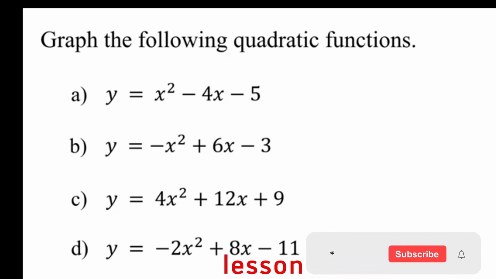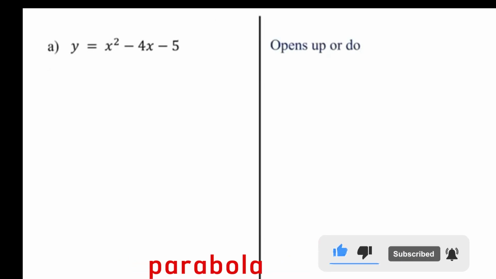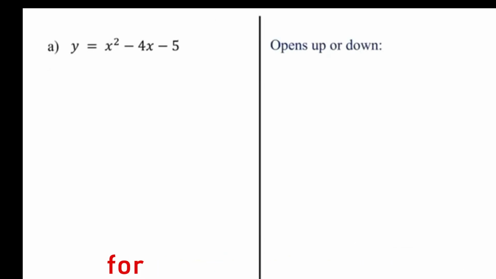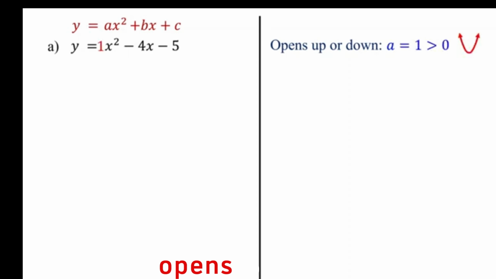In this lesson, you will learn how to graph quadratic functions in standard form. The first step is to determine whether the parabola opens upward or downward. For a quadratic function in standard form, if a is greater than 0, the parabola opens upward. If a is less than 0, the parabola opens downward. For our function, a is 1, which is greater than 0, so the parabola opens upward.